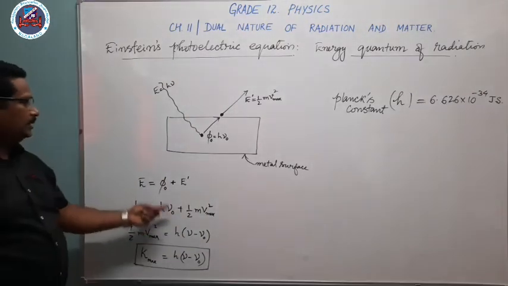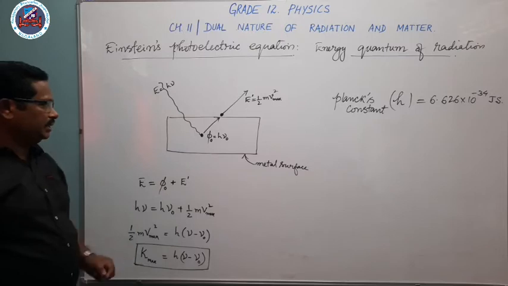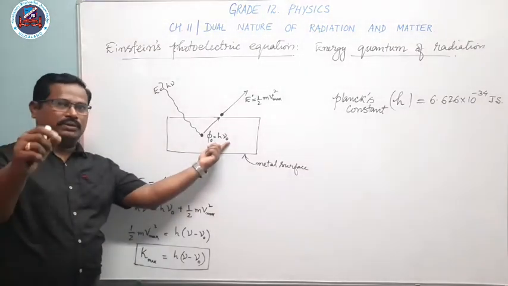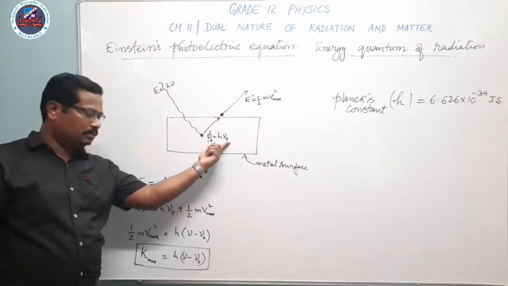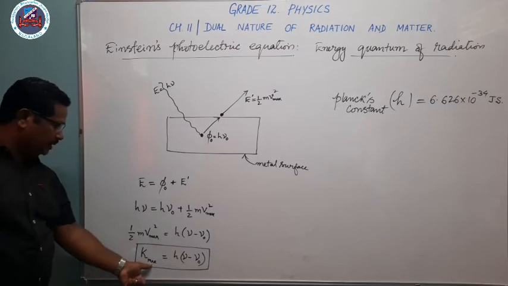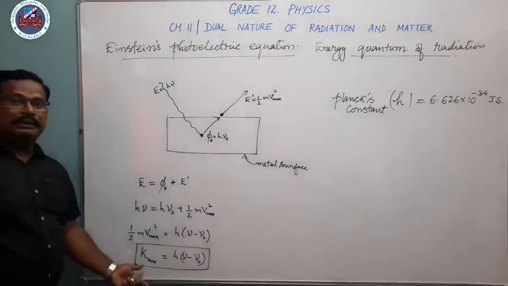This equation we call Einstein's photoelectric equation. Here nu indicates the frequency of incident radiation, nu naught indicates the threshold frequency, the minimum frequency at which the electrons will get ejected out, h is Planck's constant, and K maxima represents the maximum kinetic energy.